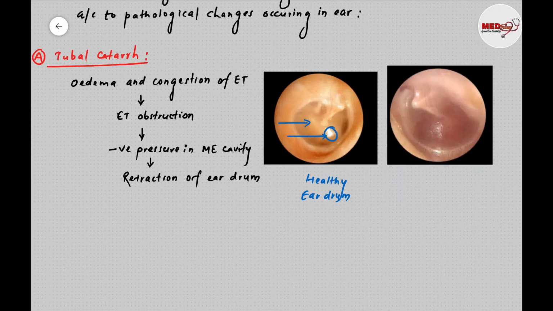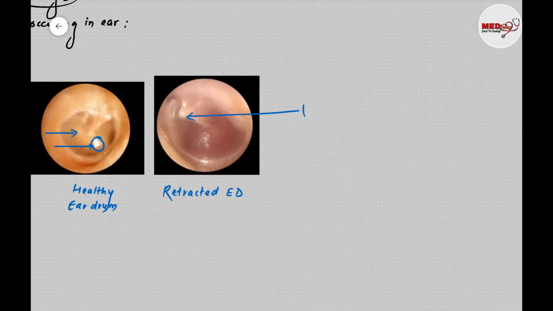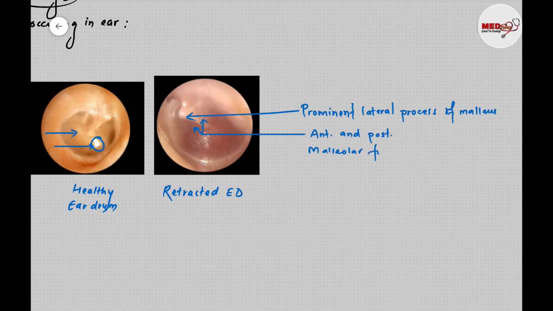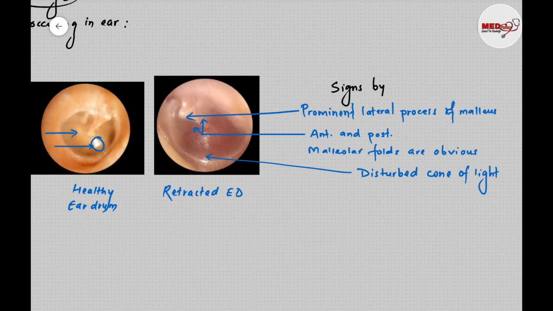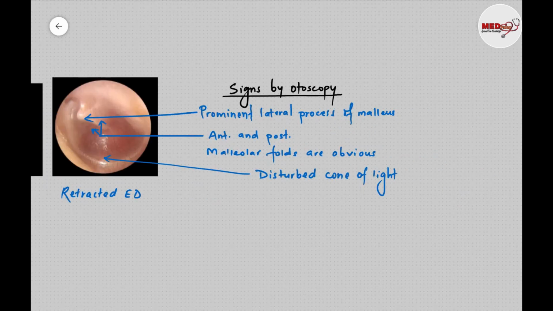The second picture here is the retracted eardrum. Here the color is light gray, which is normal. Here we can see a prominent lateral process of the malleus, and secondly we can see the anterior and posterior malleolar folds very obviously, and the cone of light is also disturbed. So these are the signs seen through the otoscopic examination. If we perform a tuning fork test, then we will see conductive hearing loss. In this person, the bone conduction is better than the air conduction.